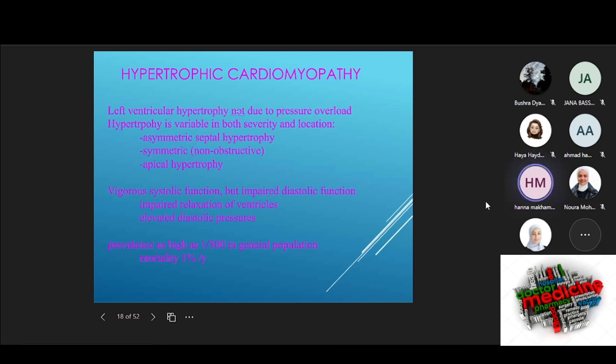حكينا there is vigorous systolic function, but the title of it is diastolic dysfunction. لأنه دائما لما نشوف إحنا hypertrophy و increased thickness بنفكر بال diastology. So diastolic dysfunction is the main issue here. Prevalence, this is common, and it's considered the most common cause of sudden cardiac death in those less than the age of 35. It's as common as 1 in 500 in the general population.